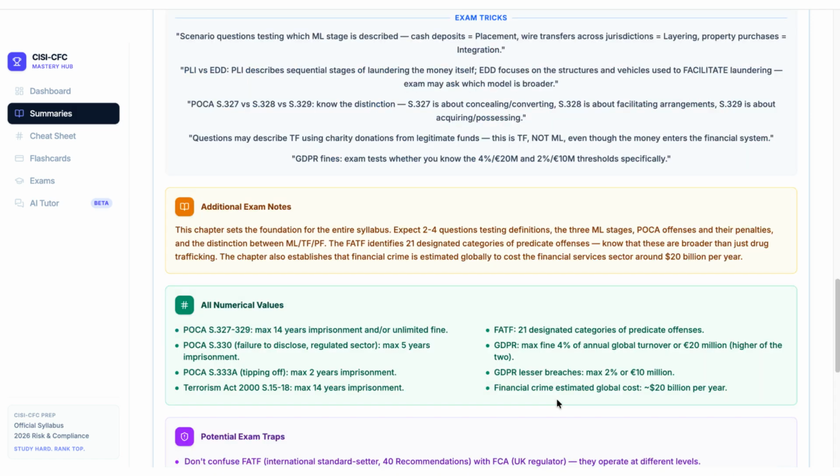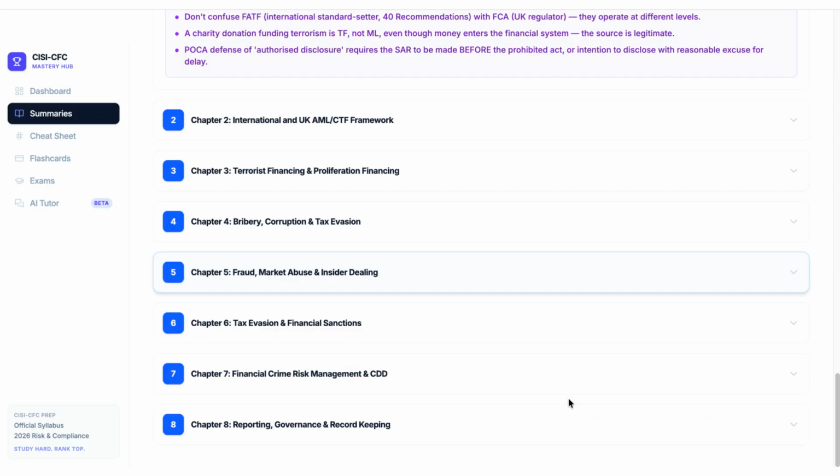This page includes exam tricks, additional notes, and numerical values for quick reference. These sections highlight important concepts and figures crucial for exam success. The summaries are organized by chapter, covering topics like international frameworks, terrorist financing, bribery, and reporting requirements.